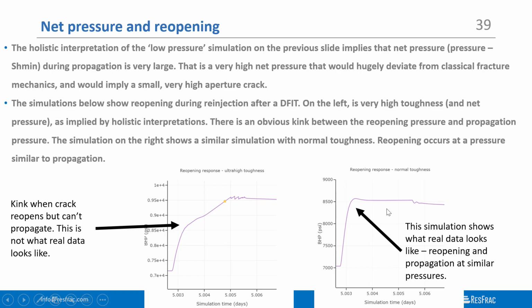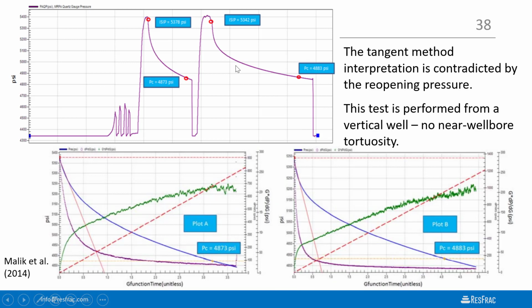So this is what it would look like if you have a normal toughness. And by normal toughness, I mean the fracture toughness that you would measure in a laboratory, a physical measurement. If that's what it looked like, then you would see that the crack should reopen and then flatten out around SH-min. So that is in fact what the data really looks like.